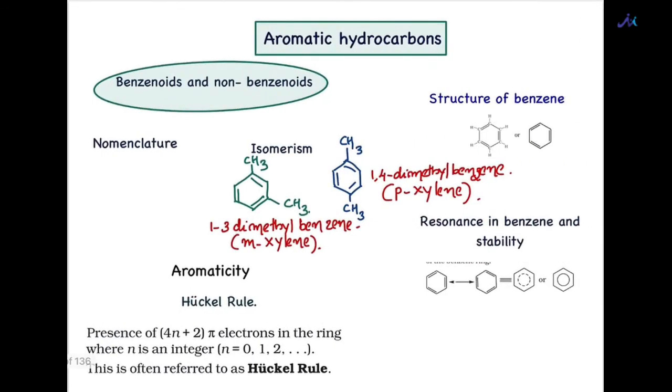In aromatic hydrocarbon, classify benzenoid and non-benzenoid and list examples for them. How to name aromatic hydrocarbon using IUPAC norms. Structure, resonance and stability of benzene is the next important topic. Position isomerism in aromatic hydrocarbons need to be explained with the help of examples. One example is shown here. Huckel's rule and aromaticity of aromatic hydrocarbon is also very important.